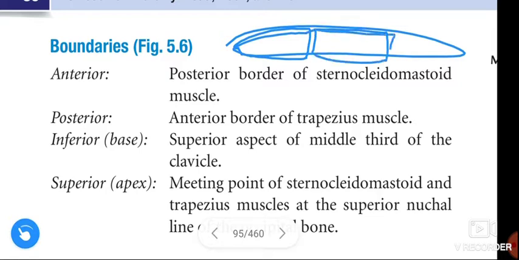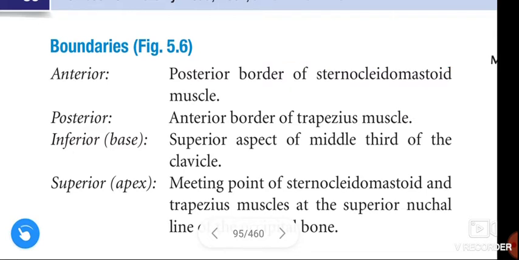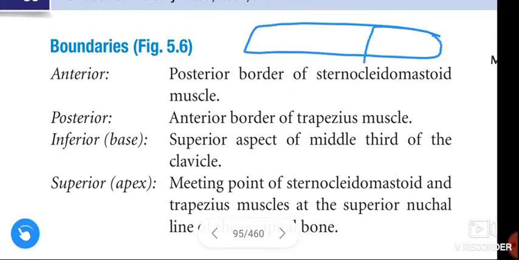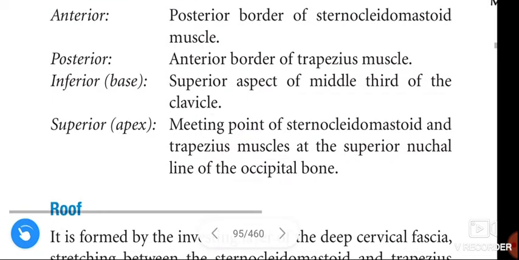Divide the clavicle into three parts. This is the medial third, this is the lateral third, and this is the middle third. Clear guys? The inferior base of the posterior triangle is formed by the superior aspect of the middle third of the clavicle.